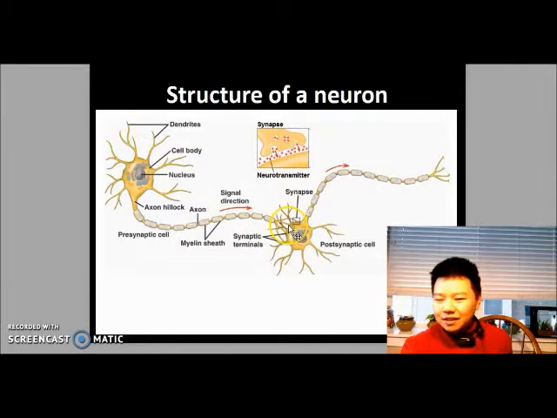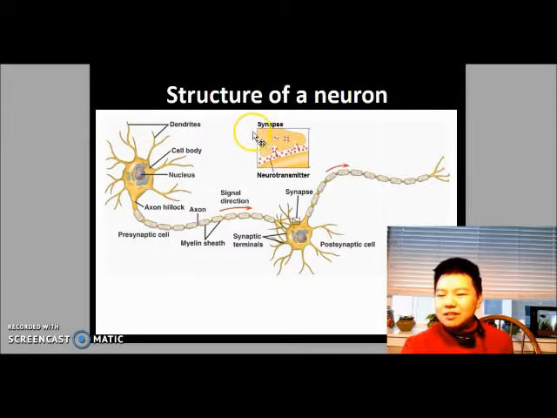The end of the axon meets the dendrite of the second cell, and this area where the two meet is called the synapse. Although the signal is being transmitted by electrical pulses all the way down the axon, the electricity is not able to cross this little gap called the synaptic cleft.